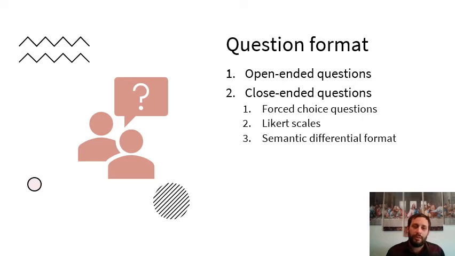So the first thing that we need to talk about in survey research is your question format in general. There's two types of question formats. There's open-ended questions and closed-ended questions. And within closed-ended questions, we have three different types of closed-ended questions. Those are forced choice questions, Likert scales, and semantic differential formats.